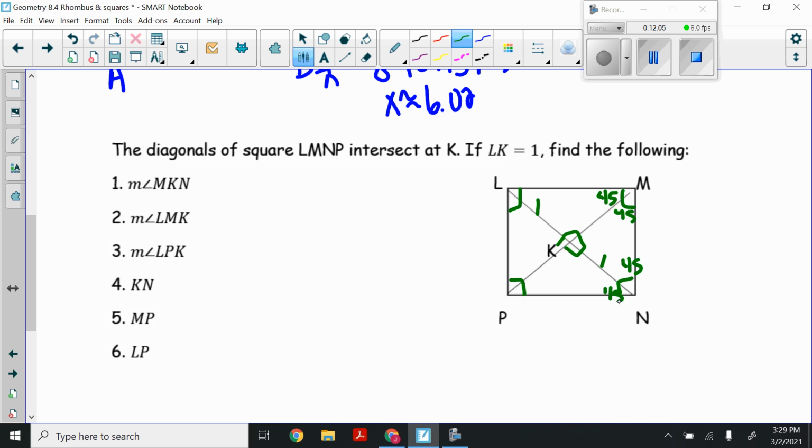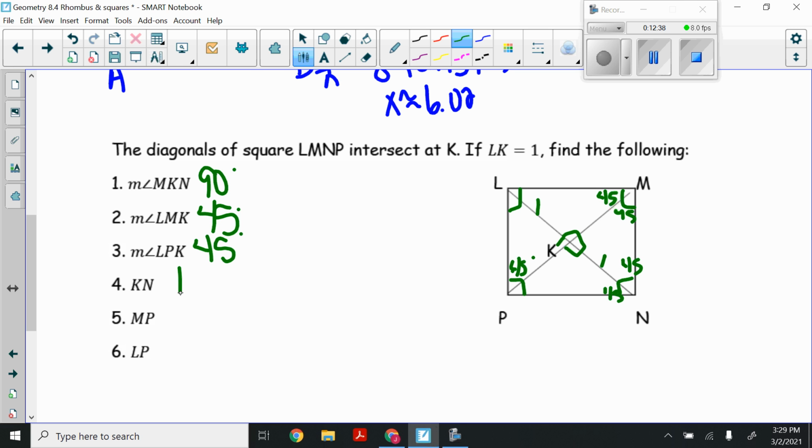Okay. So number 1 says, find the measure of angle MKN. MKN, that's where diagonals intersect, 90 degrees. Number 2, find the measure of angle LMK. LMK, we just marked that as 45 degrees. Find the measure of angle LPK. It's this one down here. That's also going to be 45. Number 4, find K to N. Look, we've labeled KN as 1.